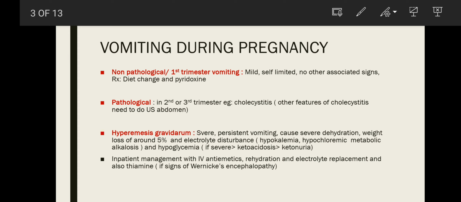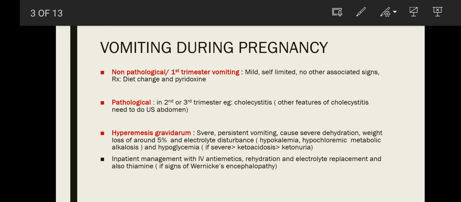For the management, we do inpatient management in the case of hyperemesis gravidarum, and we give IV antiemetics, treat fluids and electrolytes, and also give thiamine if signs of Wernicke's encephalopathy are present. What are the signs of encephalopathy? Like horizontal nystagmus and ataxia.